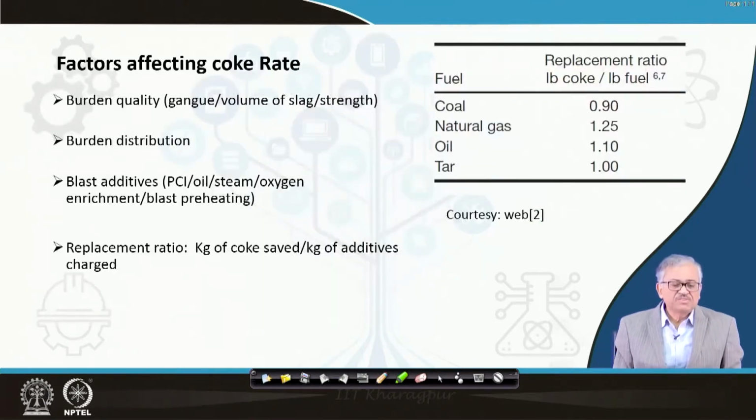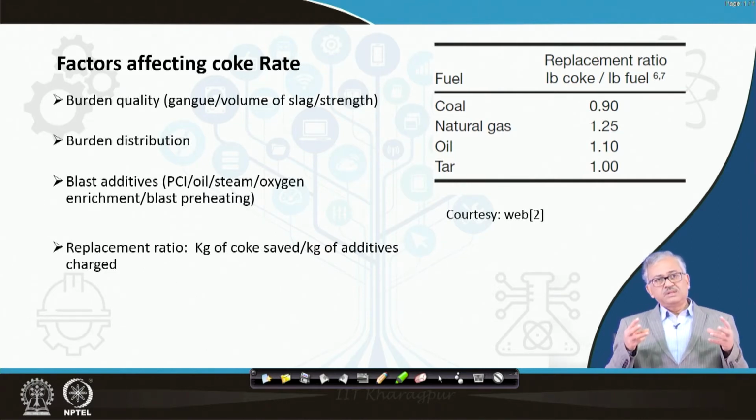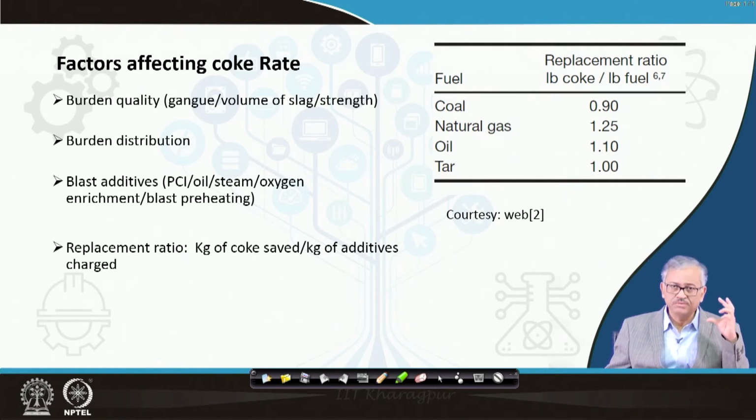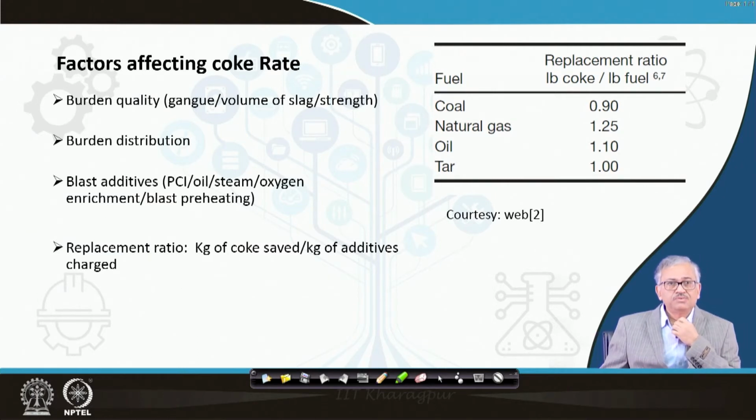Okay. Now the factors affecting the coke rate. One is the burden quality, that is the charge material. The burden quality is basically the gangue. The burden should not have much gangue, because if there is a lot of gangue, the slag volume produced will be high, and chances of flooding will be more. And strength is very important, so that if strength is high, it will not generate fines and the dry zone will remain good. And if your gangue is less, then your wet zone will remain good. So if you look after the burden quality, your coke rate can be easily reduced.